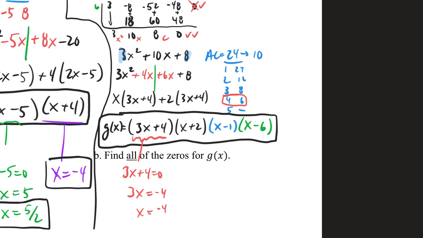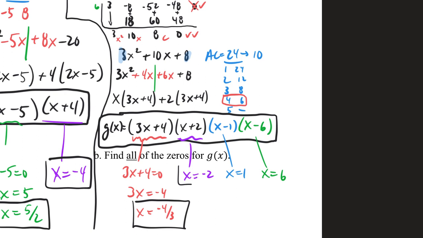And then we've got, this one's easy, x equals negative 2. Another easy one, x equals 1, and our last one, x equals 6. Now, should we have gotten 4 answers? Well, it was 3x to the 4th, so 4th power, 4 answers seems to fit.